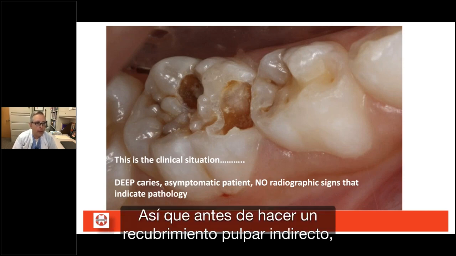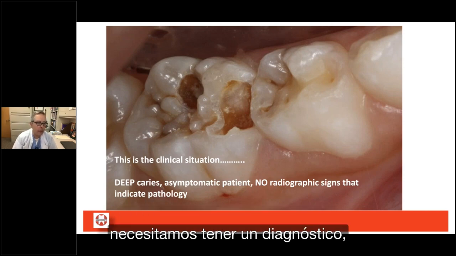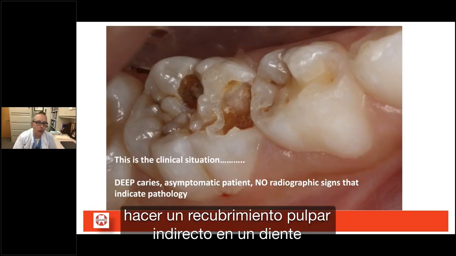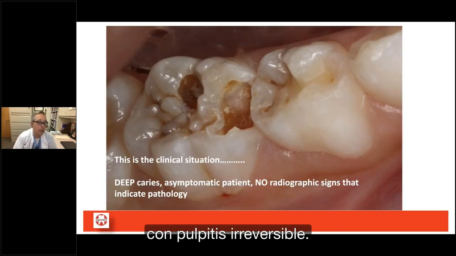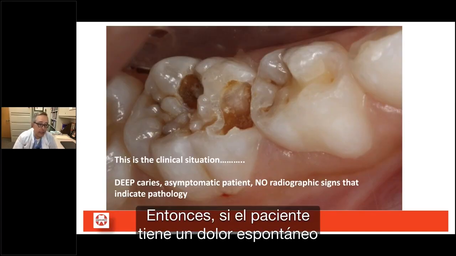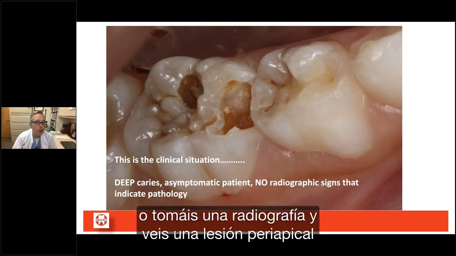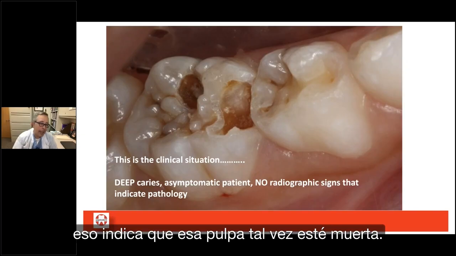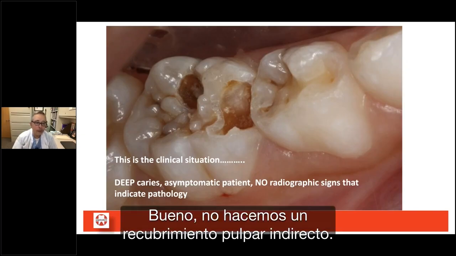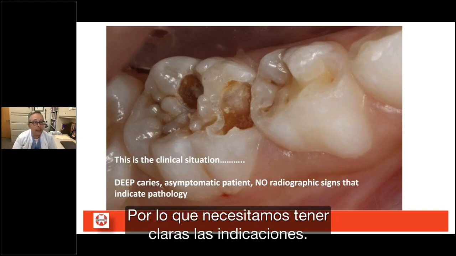So before we do an indirect pulp cap, we need to have a diagnosis, because obviously we are not going to do an indirect pulp cap in a tooth with irreversible pulpitis. If the patient is having spontaneous pain, or you take a radiograph and you see a periapical lesion that indicates that the pulp is maybe dead, well, we don't do an indirect pulp cap. So we need to be clear on the indications.